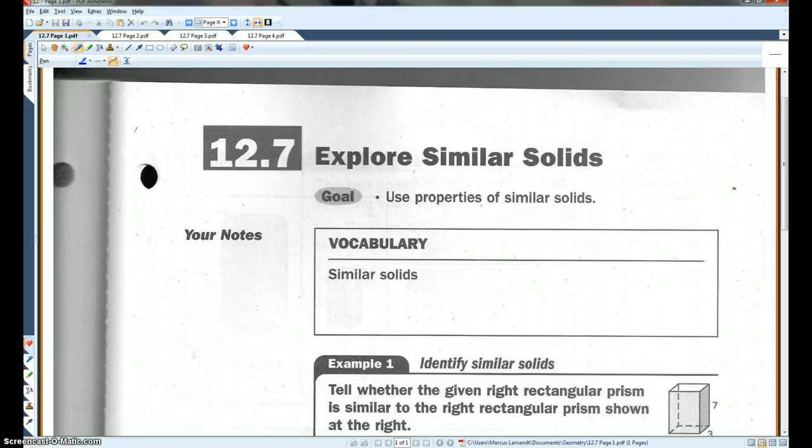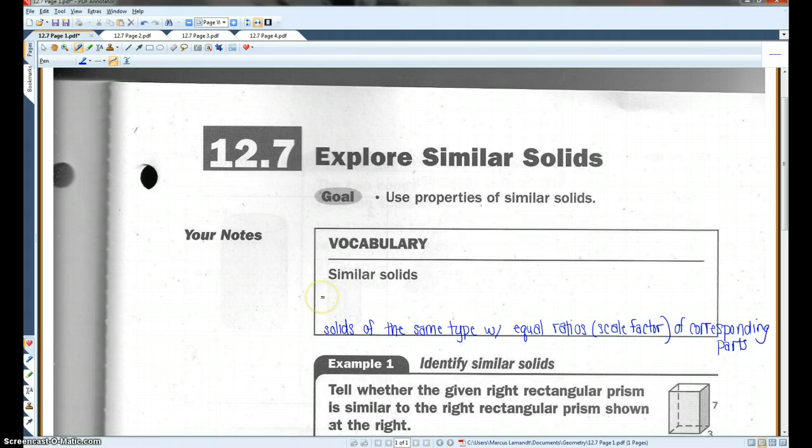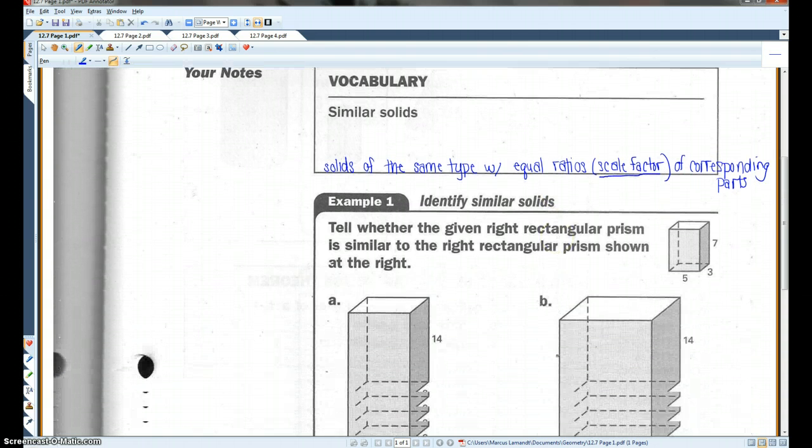Okay? Similar solids. When you have two solids of the same type, like two cylinders, two spheres, two rectangular prisms, if they have equal ratios, like all their radii or their heights, those are called similar solids. Solids of the same type with equal ratios, those equal ratios are called the scale factor of corresponding parts. Alright, example 1.